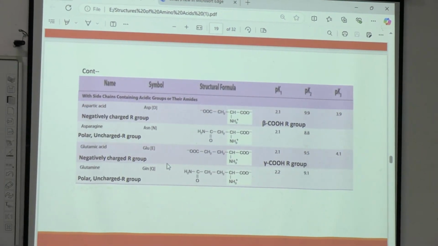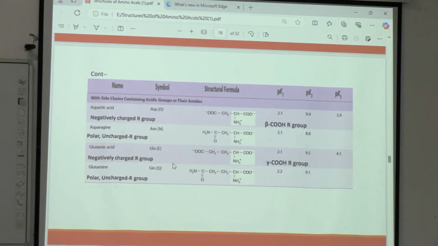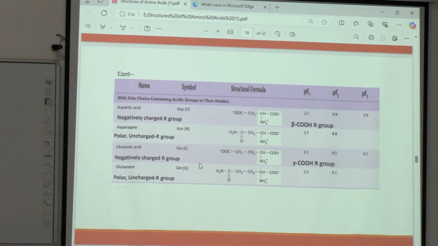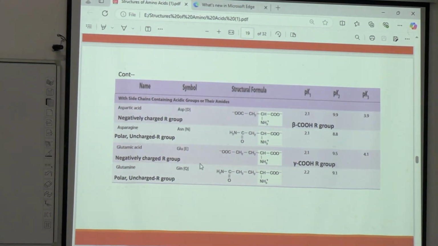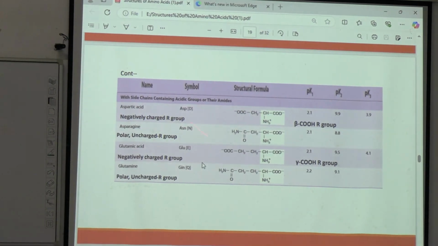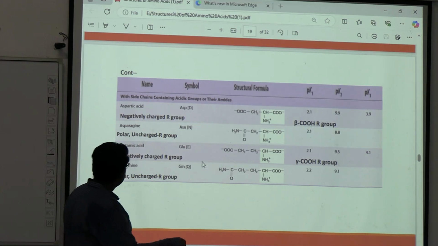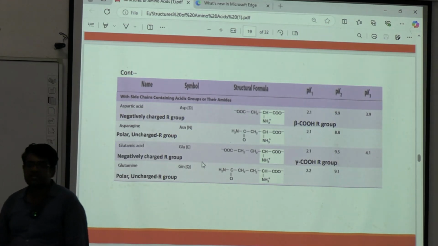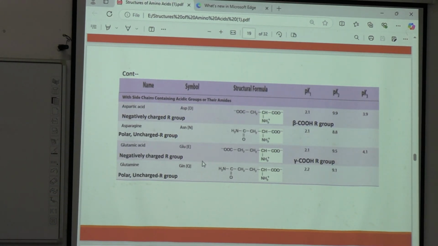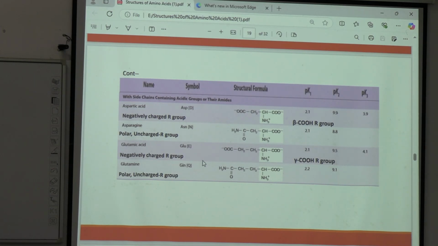Now, these are the acidic amino acids. Why acidic amino acids? They have got two carboxylic groups. First is aspartic acid and the second is glutamic acid. Very good. Can anyone remember something? Glutamic acid, valine, glutamic acid, valine.